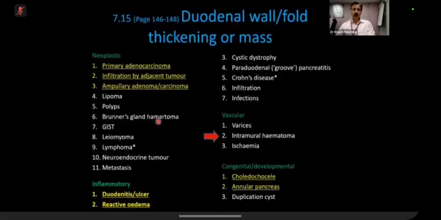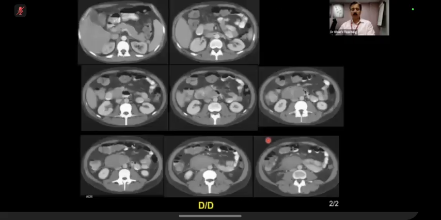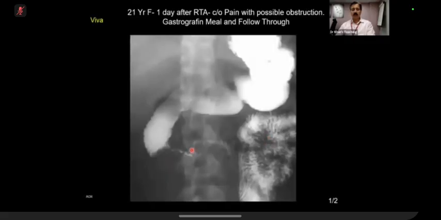is the take-home point. You see duodenal wall folds and thickening or mass, vascular intramural hematoma. It becomes an exam case. If you know it, you will pick it up, otherwise you will not. And you see that it is not causing a significant obstruction, and contrast has gone distally. Thank you, number 6, well done. And we are going to number 7.